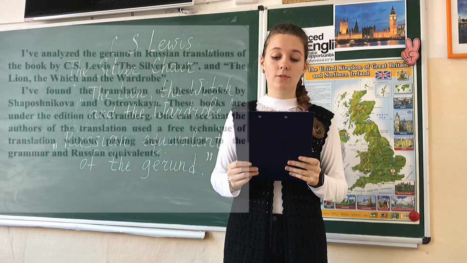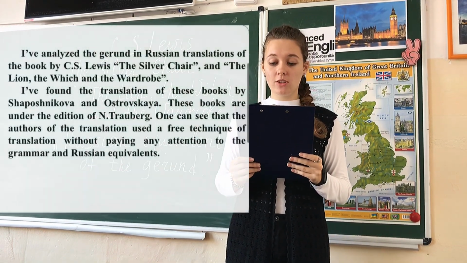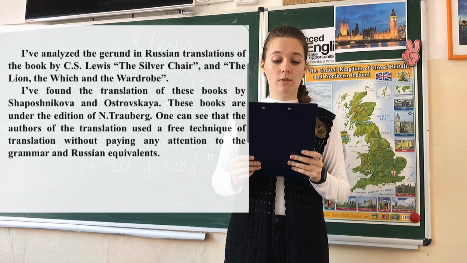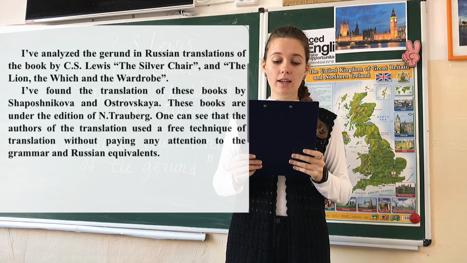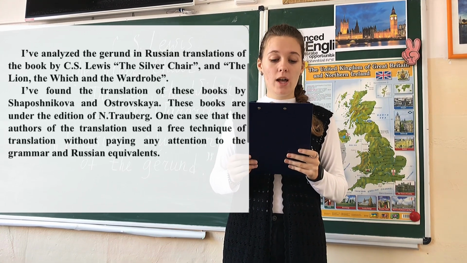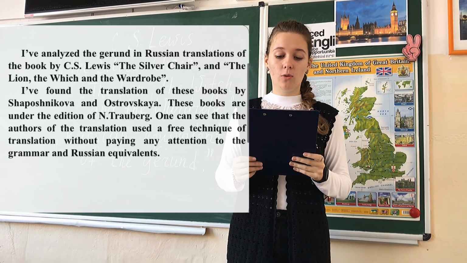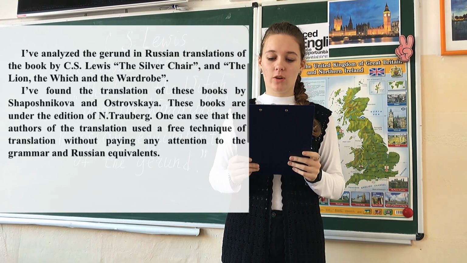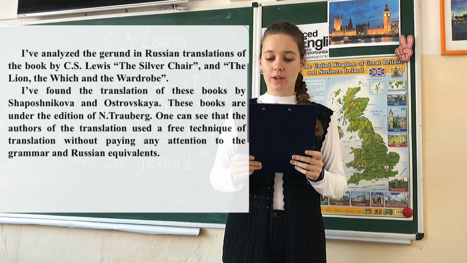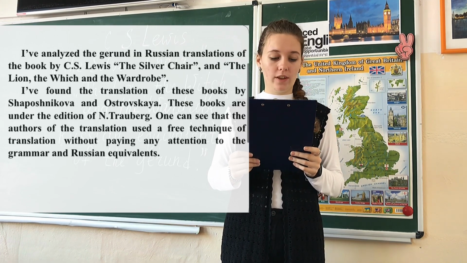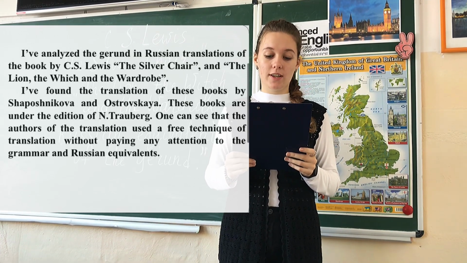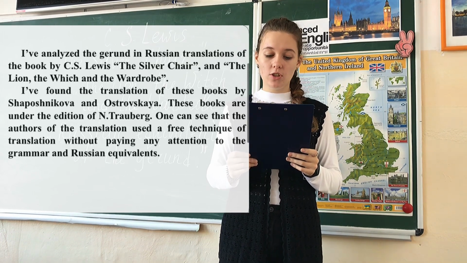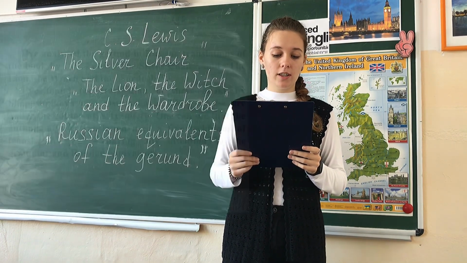I've analyzed the gerund in Russian translations of the books by Lewis Carroll, The Silver Chair, and The Lion, the Witch, and the Wardrobe. I found the translations of these books are under the edition of Tauberg. One can see that the authors of the translation used a free technique of translation without paying any attention to the grammar and Russian equivalents.